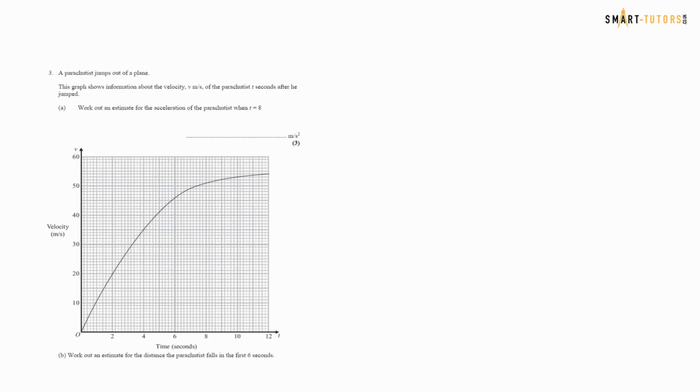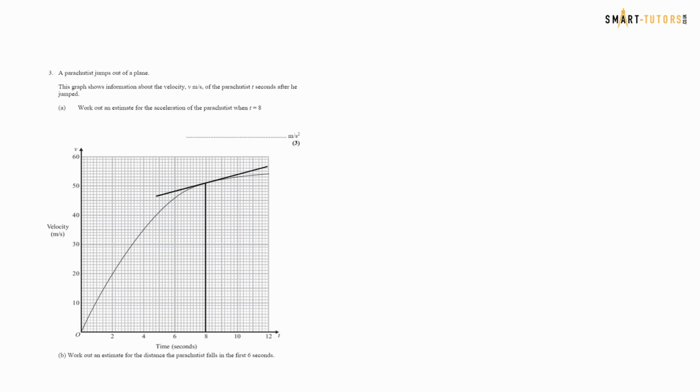Question number 3. A parachutist jumps out of a plane. This graph shows information about the velocity v of the parachutist t seconds after he jumped. Work out an estimate for the acceleration of the parachutist when t equal 8. Right, so when t equal 8 means, from here t equal 8 is somewhere here, and you need to draw a right angle triangle or tangent on that. I'm not going to do this one accurately because I don't have proper tools here.